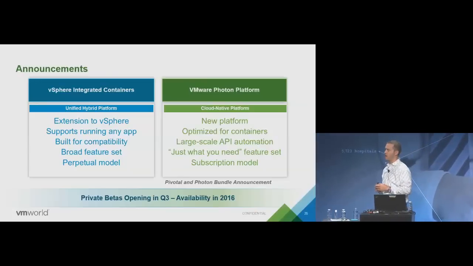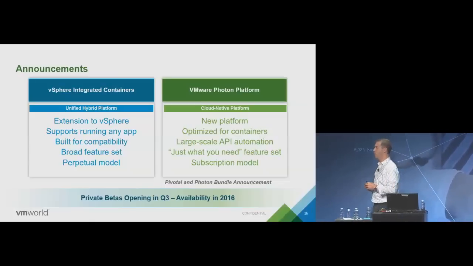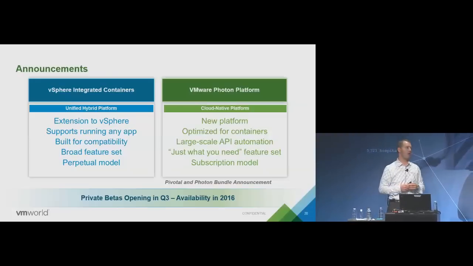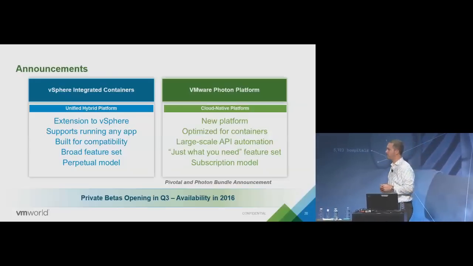Okay. Private beta is starting in Q3 for both. We will go ahead and ask our community if they want to be a part of that. If you have a VMware TAM or a SE, please let them know if it's something you're interested in, and ultimately we'll want to deliver that out next year.